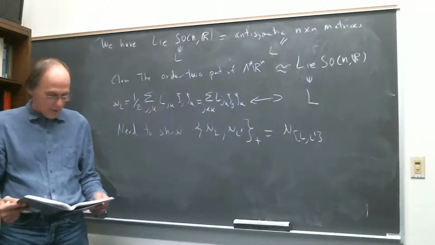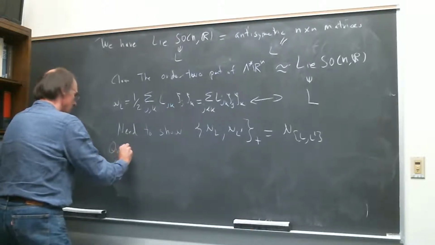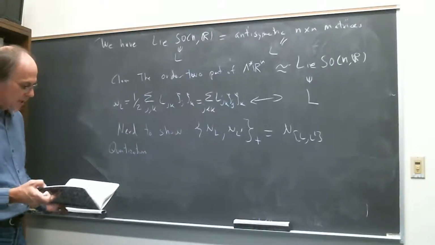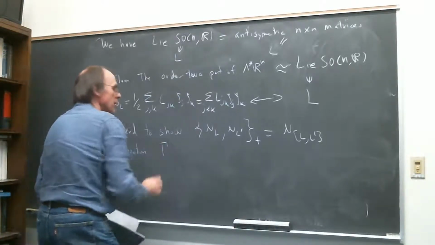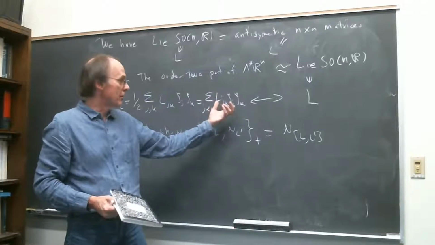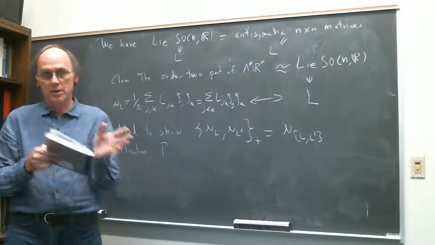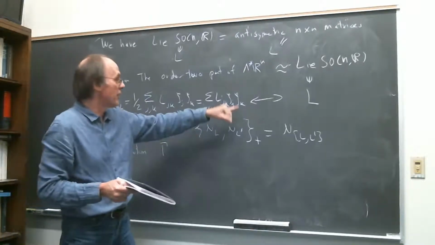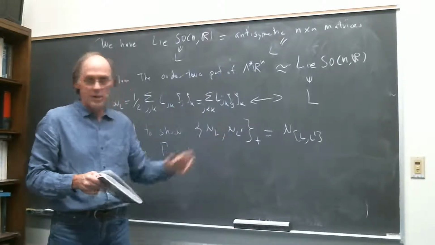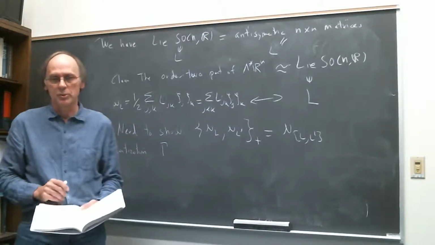Okay. Now if you want to do quantization, these guys are a basis of the Lie algebra of SO(n). So you want to produce a Lie algebra representation, some linear operators corresponding to these guys that satisfy the right commutation relations. And you don't need to worry, everything is even, you don't need to worry about the super business here.